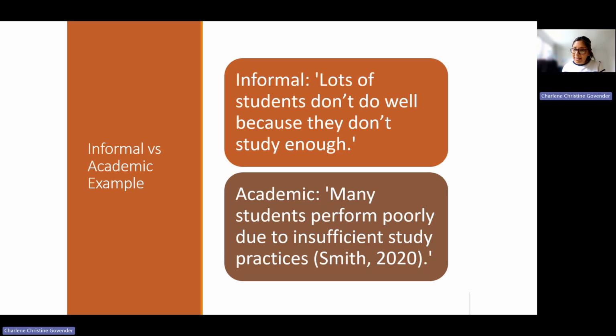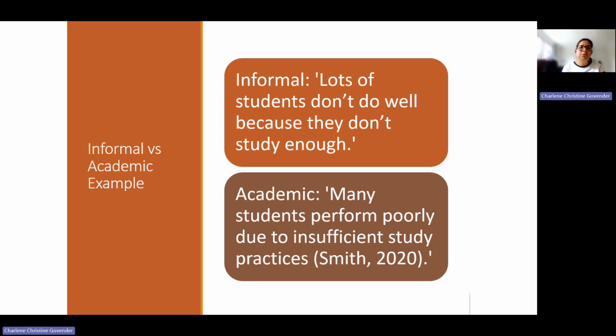You would need to back up the statement with research, because otherwise it's just your personal opinion, which we have learned from academic research. So that's how a statement needs to be supported by research. Okay, so let's look at how we can rewrite that in an academic sense.